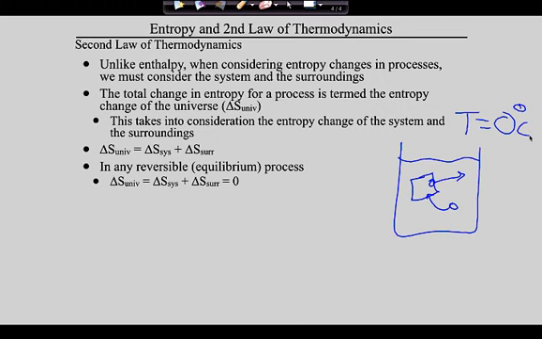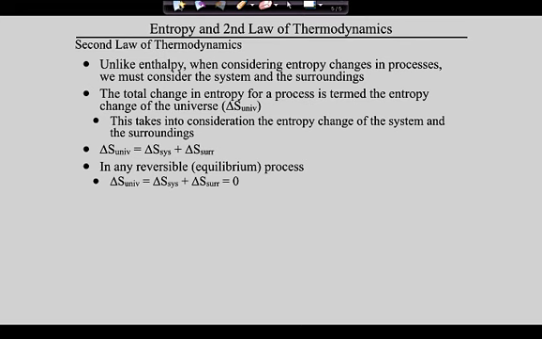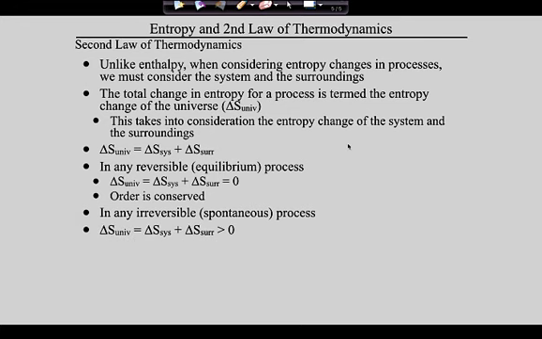So what now, guys, if the process is spontaneous? Well, if it is an irreversible and therefore spontaneous process, if that's the case, order is not conserved. The change in entropy of the universe will go up. So guys, for any process that happens spontaneously, the entropy of the universe is going up. So entropy is not conserved.